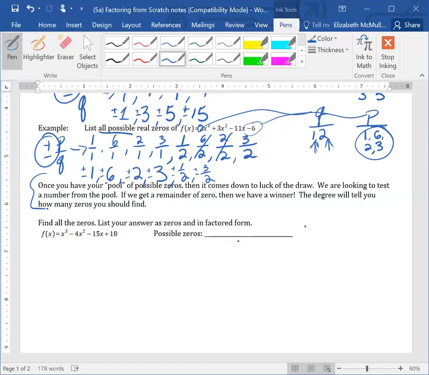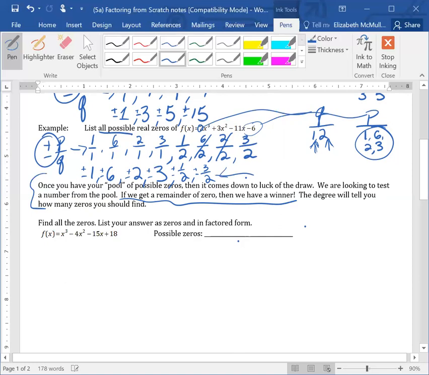We are looking to test a number from the pool. If we get a remainder of 0, then we have a winner. Remember when we were dividing, our synthetic division, we said that if you got a remainder of 0, then that number was a factor. And if you set a factor equal to 0, then you get one of your zeros. So we already have the possible zeros, and we just need to divide them and see if we get a remainder of 0. If we get a remainder of 0, then that is indeed a factor, and therefore a zero. If we don't, then it's not one, and we have to try the next one.